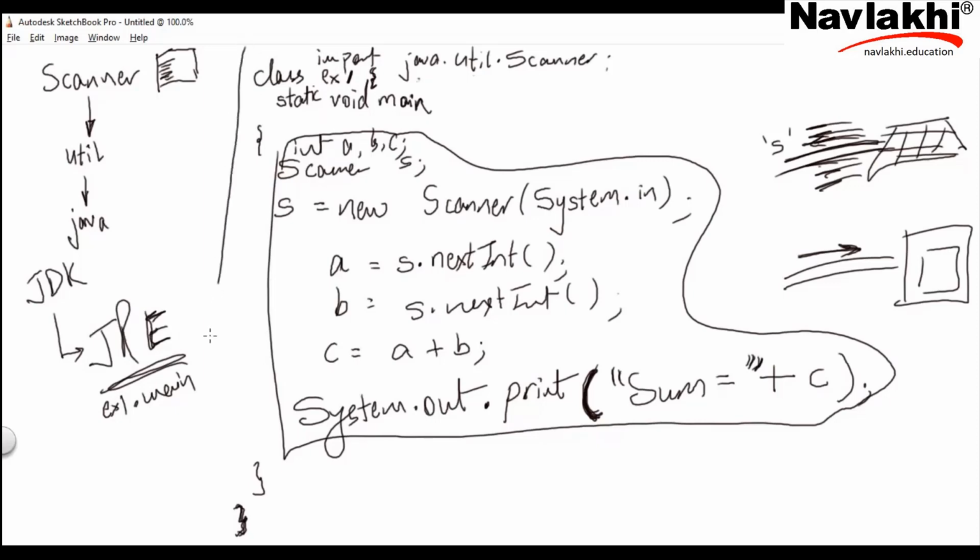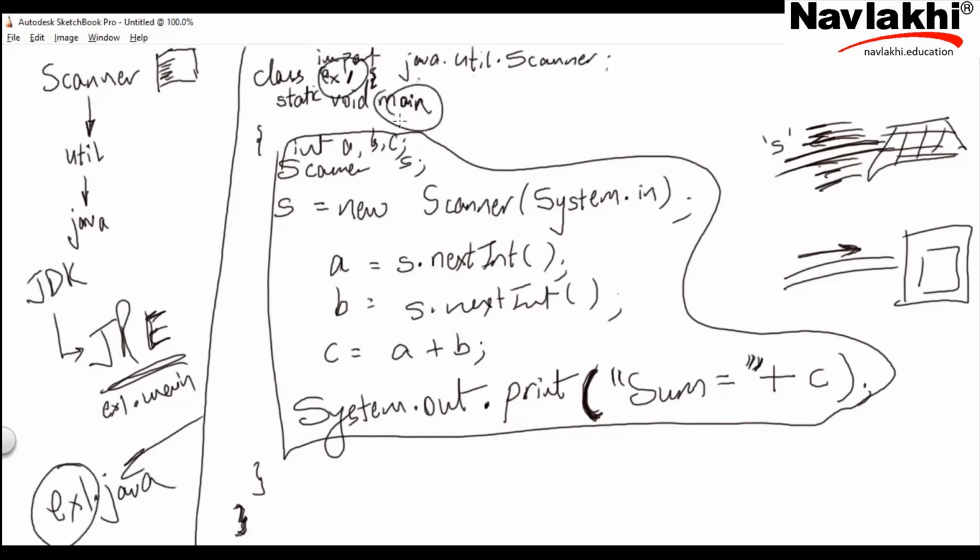So when you save this program, you will have to save it with the same name, ex1.java. So your file name has the class name within which main is there. So that JRE will know from the file name itself whose main it is, EX1's main. Getting it? So file name should match the class name which has the main function in it.